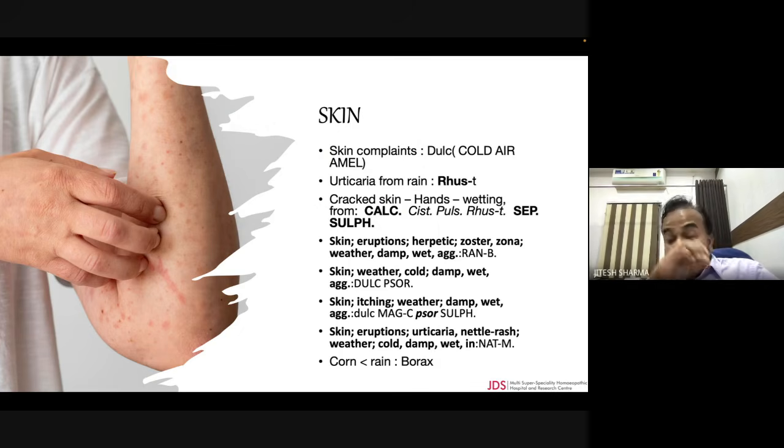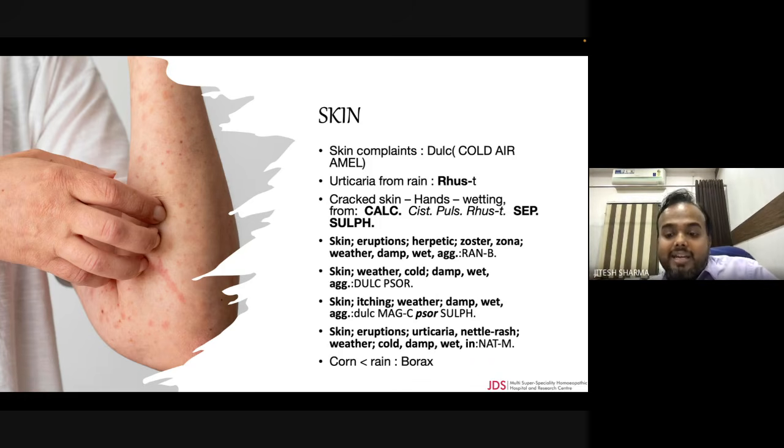Now, herpes in damp weather. People complaining of herpetic eruptions with damp weather aggravation, the only and only remedy is Ranunculus bulbosus. Skin complaints aggravate during wet weather: Dulcamara and Psorinum. Skin itching in damp wet weather: Dulcamara, Mercurius, Psorinum, sulfur.